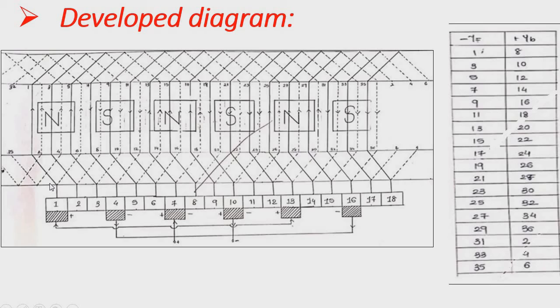Now, by completing these pole positions, it's time to provide commutators. So the first coil is completed like this, and this is the main connection for coil number one.